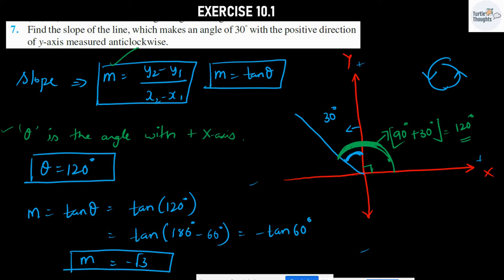Why have I used 180 minus 60 degrees here? Because I know the value of tan 180 degrees. What is tan 0? Tan 0 is 0 only, right? Tan 180 is also 0. You can also write it as 90 degrees plus 30 degrees, but I will not take this because tan 90 is not defined. If it is not defined, can I find the value using this formula? It will be harder, right?